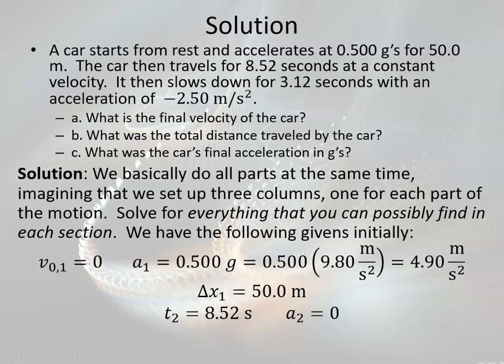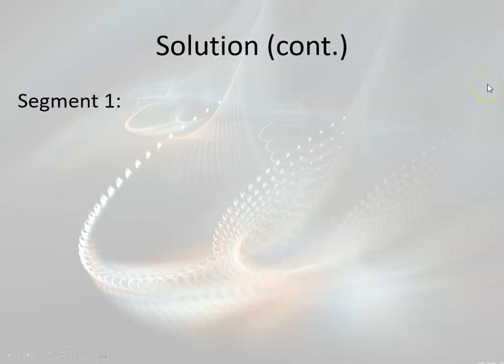And then for segment 2, delta t2, I really should have a delta in front of there, is 8.52 seconds. And the acceleration for segment 2 is 0 because it's going at constant velocity. And then for segment 3, the delta t3 there is 3.12 seconds, and the acceleration for segment 3 is negative 2.5 meters per square second. So now we have our givens.